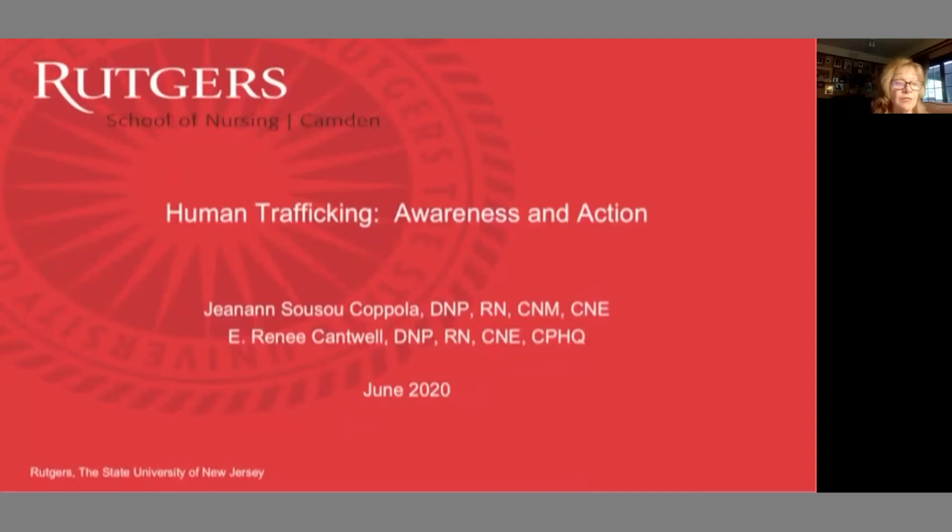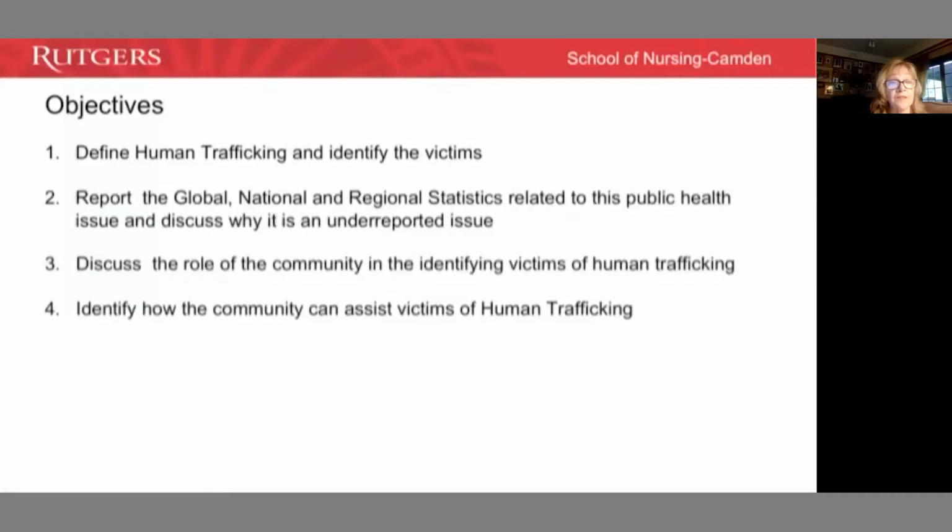The objectives for our presentation today include defining human trafficking and identifying victims of human trafficking. Secondly, we're going to report on the global, national, and regional statistics related to this public health issue and why it is an underreported issue. We're going to discuss the role of you, the community, in helping to identify victims of human trafficking and also identify how you can help assist those victims of human trafficking.